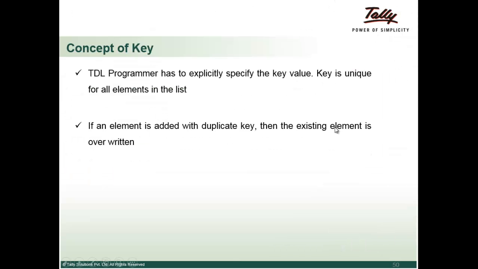So the key needs to be unique for all the elements in the list. If an element is added with a duplicate key, then the existing element will be overwritten. For example, you have employee 1 details and employee 2 details. For employee 1, you have added a key called 001, and for employee 2 also, if you add a key of 001, then the first employee's details will be overwritten with the second employee's details. So it's very important to have a unique key.